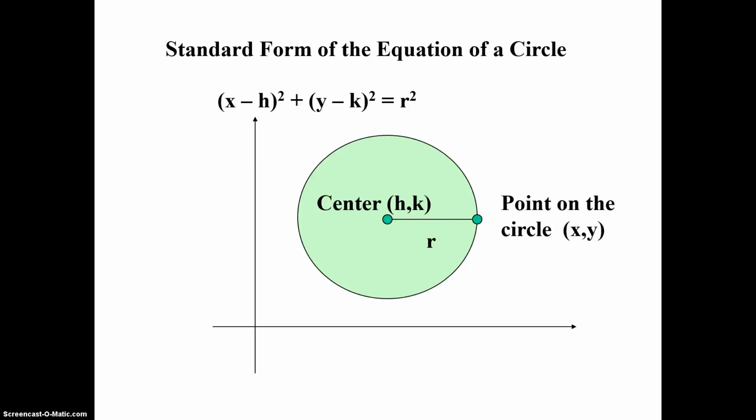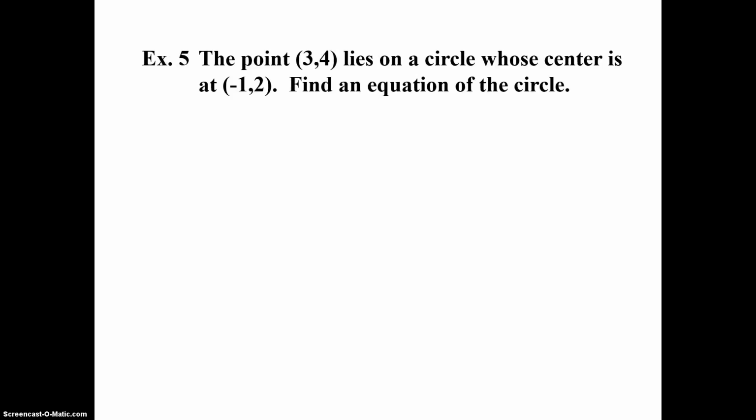Alright, so let's move on to this part right here. It says the point 3, 4 lies on a circle whose center is negative 1, 2. Find an equation of the circle.